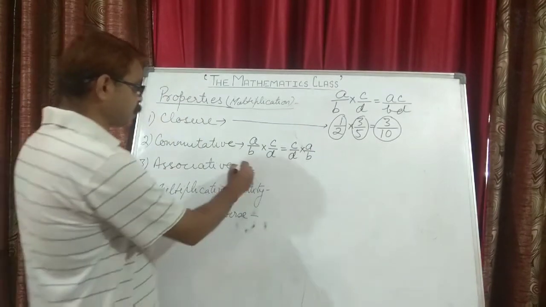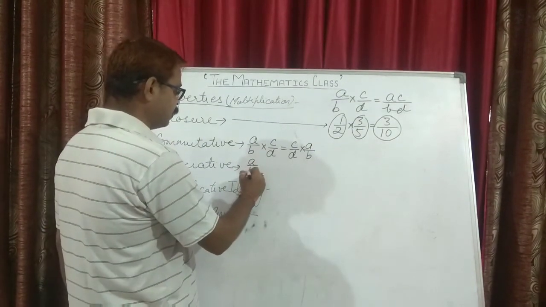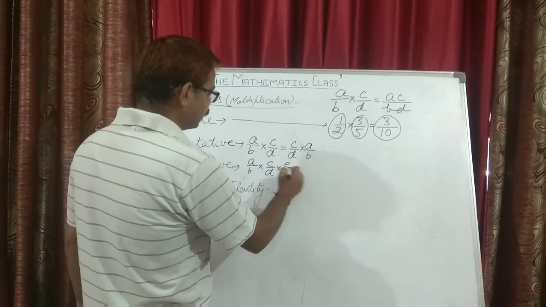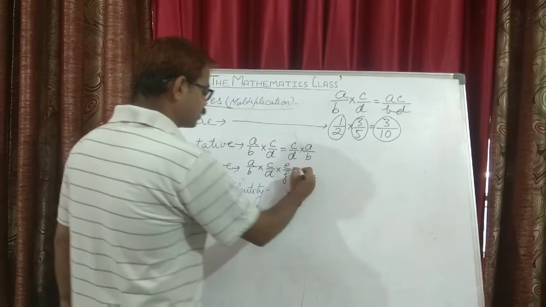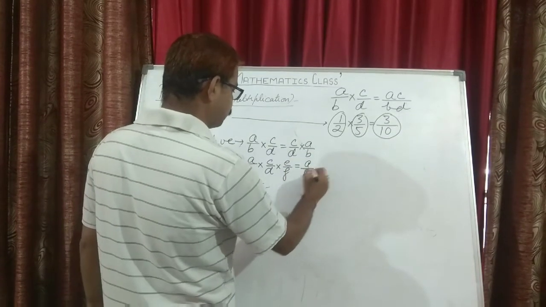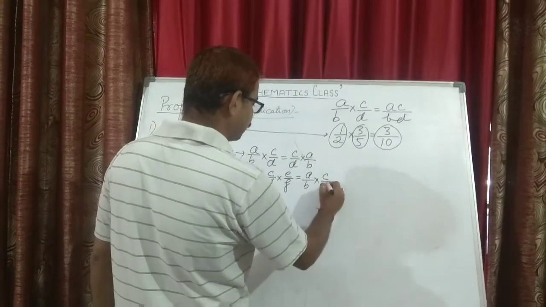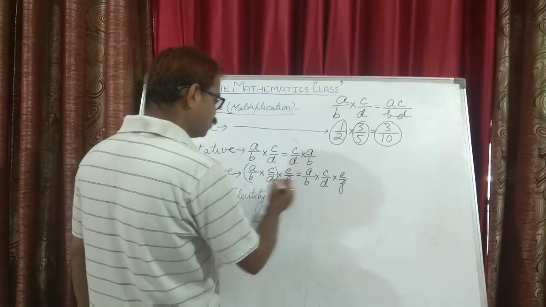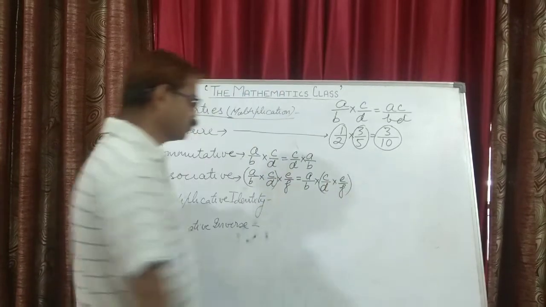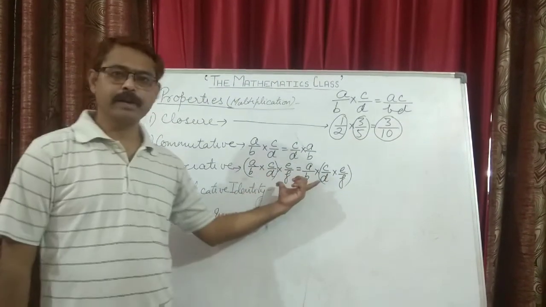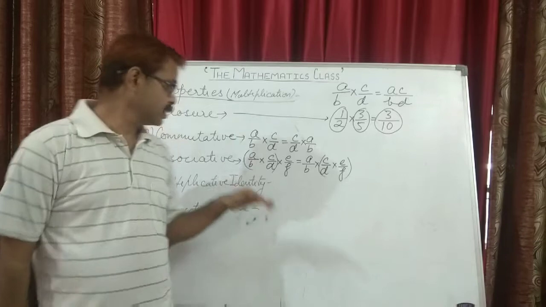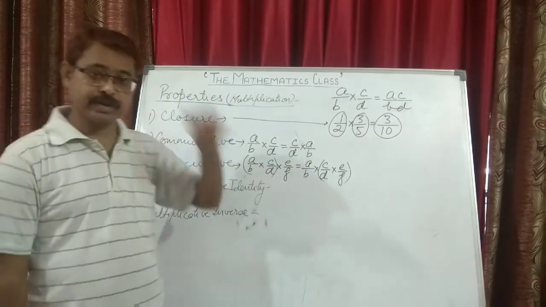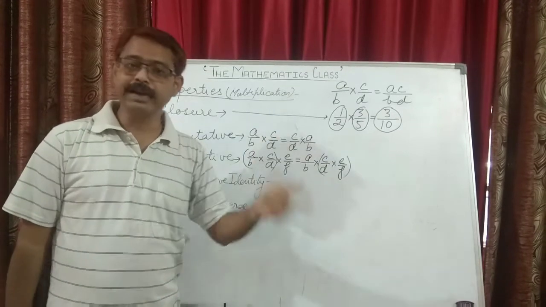Then it is the associative property. Again you take a upon b into c upon d into e upon f, and group it as a upon b into c upon d, times e upon f, or a upon b times c upon d into e upon f. Either you group the first two or you group the last two, but the final value will remain the same. As you studied in addition, the associative property holds good for multiplication in rational numbers because grouping does not matter.